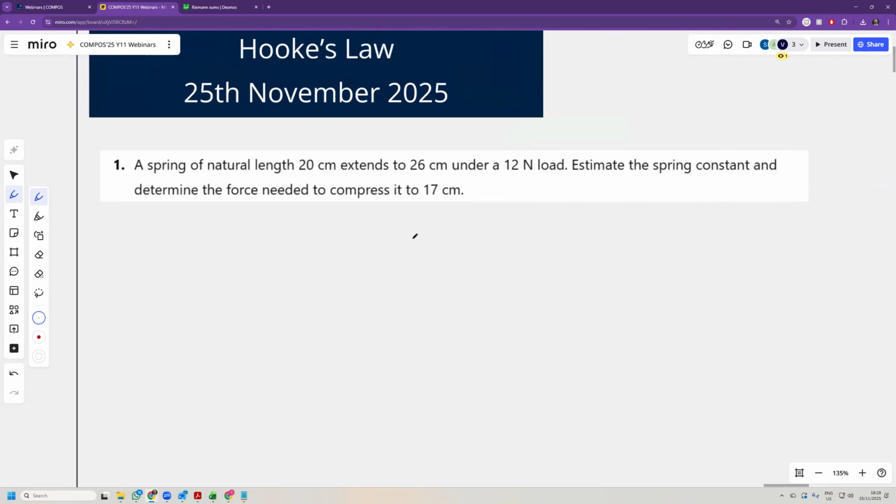A spring of natural length 20 centimeters extends to 26 centimeters under a 12 newton load. It's a very easy question. Estimate the spring constant and determine the force needed to compress it to 17 centimeters.